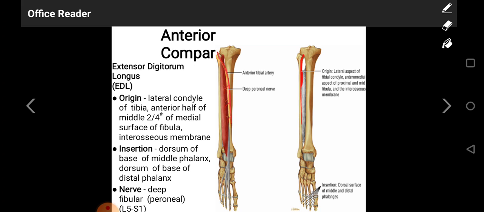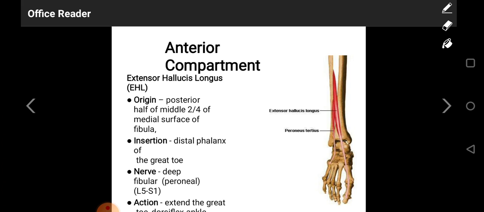Then we have extensor digitorum longus. Origin is from the lateral condyle of the tibia, the anterior half of the middle two-fourths of the medial surface of the fibula and the interosseous membrane between the two. Insertion is on the dorsum of the base of the middle phalanx and the dorsum of the base of the distal phalanx of the toes. Nerve supply is by the deep peroneal nerve.